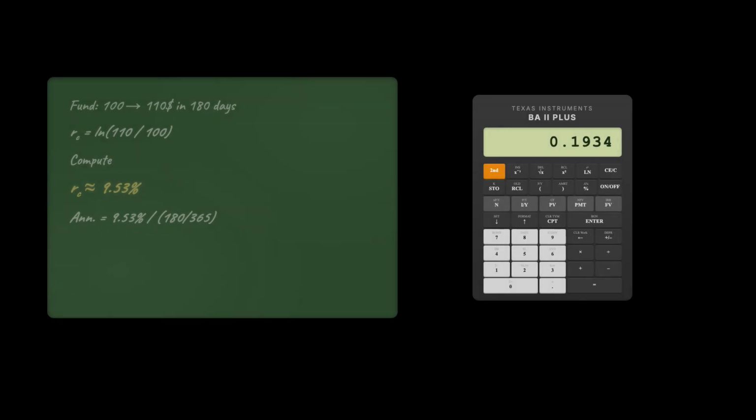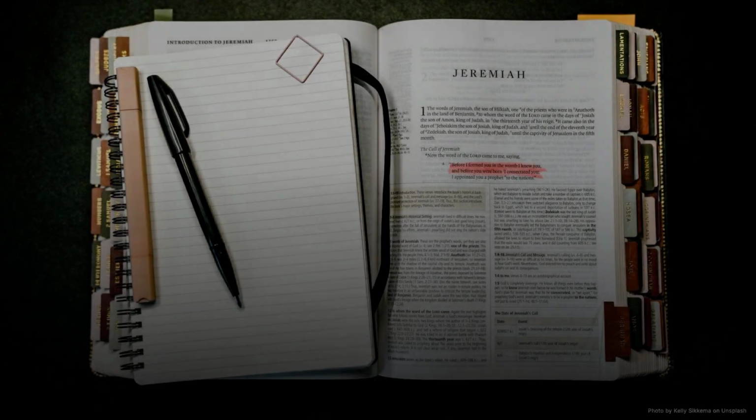Here's an example. A fund goes from $100 to $110 over 180 days. We apply the log return formula, the natural log of 1.10. On the calculator, that gives us 0.0953, or about 9.53%. To annualize, we simply divide by T in years, 180 over 365, and the annualized continuously compounded rate is approximately 19.34%. Always use the natural log, never log base 10.